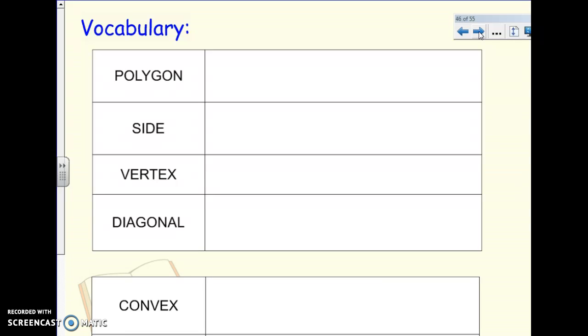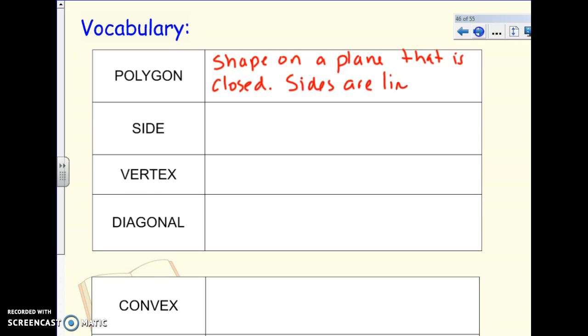So a polygon is a shape on a plane that is closed. That's why that U looking thing is not a polygon. Also, the sides are line segments. Okay, and that's why our circle is not considered a polygon, because the circle has curves to it. Hopefully that makes sense. All right, the sides of the polygon are, again, our line segments. All right, so that's pretty easy.